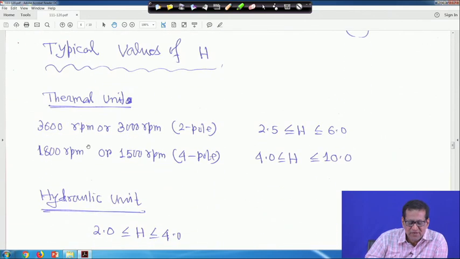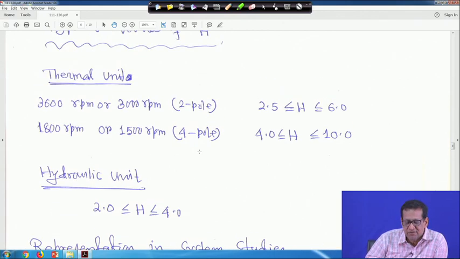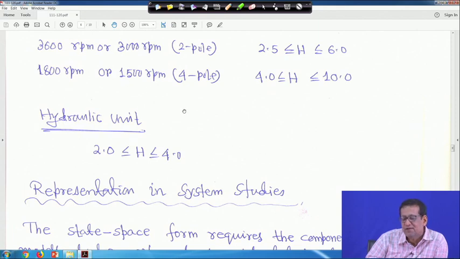Generally for a machine that runs at 3600 rpm or 3000 rpm, basically a 2 pole machine for a thermal power plant thermal unit, H generally lies between 2.5 and 6.0 seconds. And if it is 1800 rpm or 1500 rpm, that is 4 pole machines, H generally lies between 4 and 10 seconds. And similarly for a hydro unit, hydraulic unit, typical values lie between 2 and 4 seconds. So, these are the different ranges of values of H for thermal or hydro power plants.